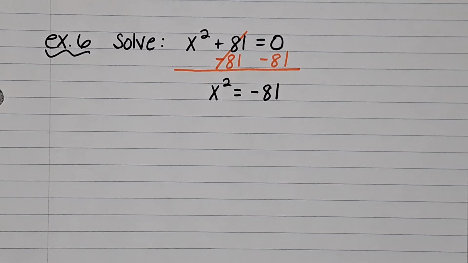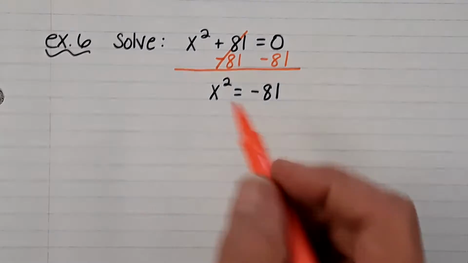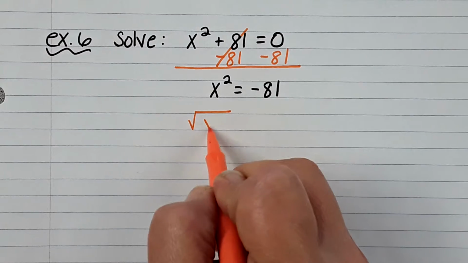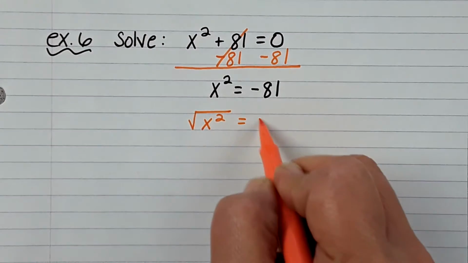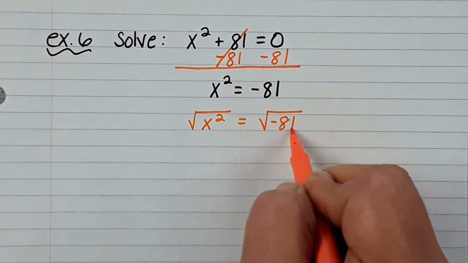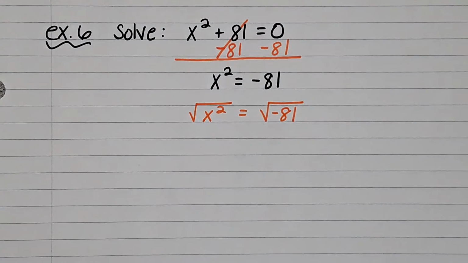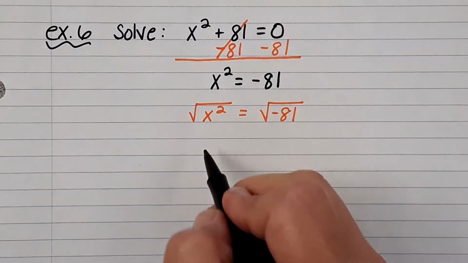If this was just a normal x, we would be done. But it's not an x by itself. It has an x squared. So how do you get rid of something that's been squared? You're going to take the square root of both sides. The square root of x squared is x.